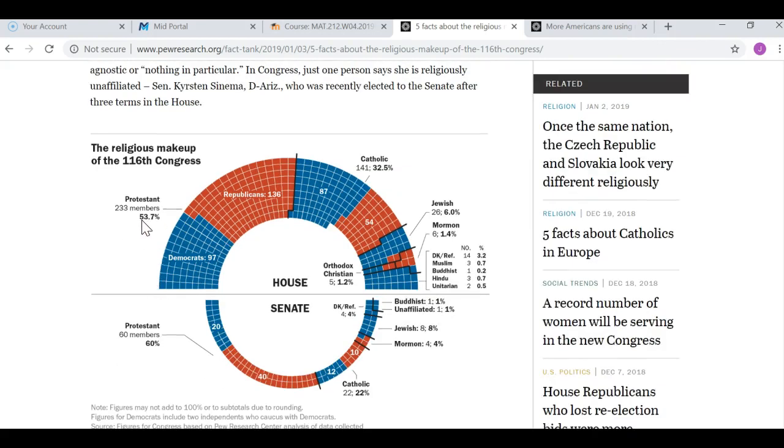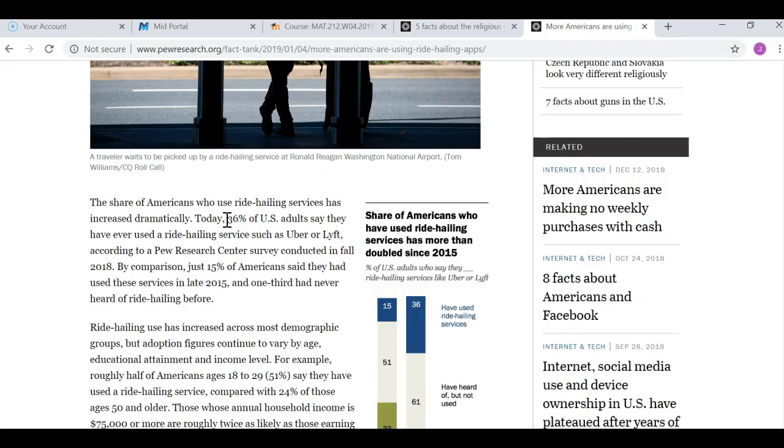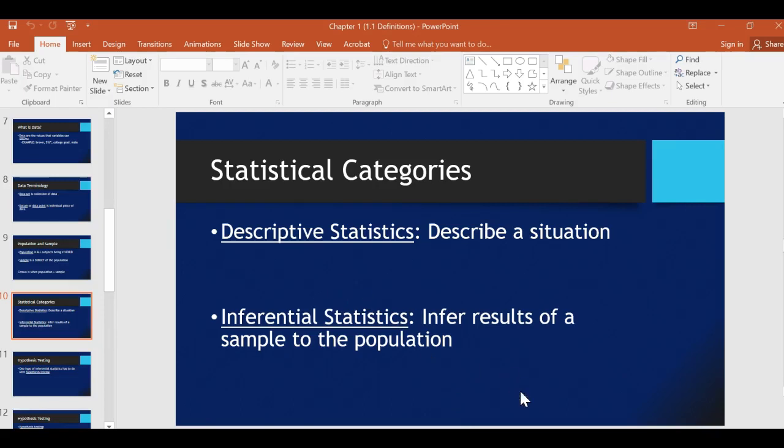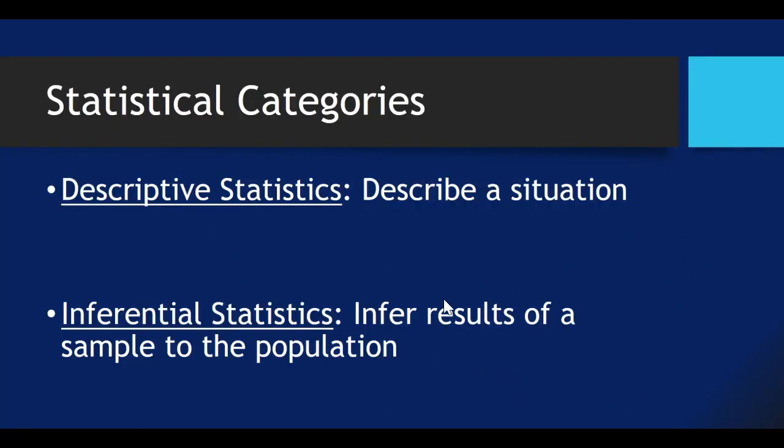Even though both of these are talking about a percentage, the religious makeup and what percent are using Lyft, you can see that the one about ride sharing is clearly an inferential study. The one about the religious makeup of Congress is clearly a descriptive study. So be careful on the distinction between descriptive and inferential statistics.